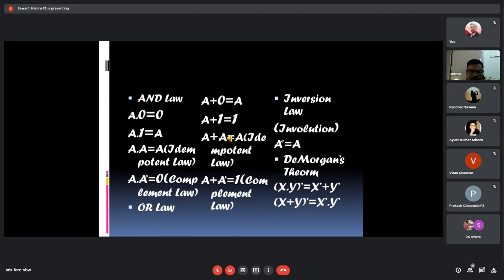And OR law. According to OR law, A plus 0 is equal to A, A plus 1 is equal to 1, and A plus A is equal to A, the idempotent law. And A plus A dash is equal to 1, the complement law.